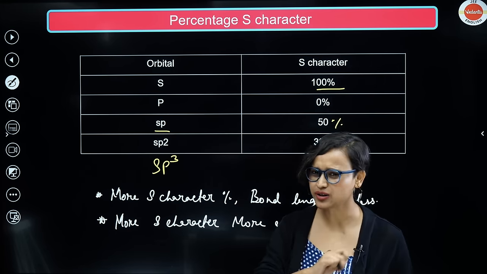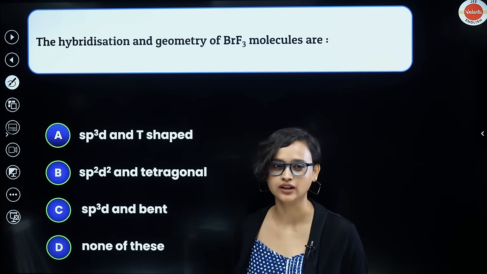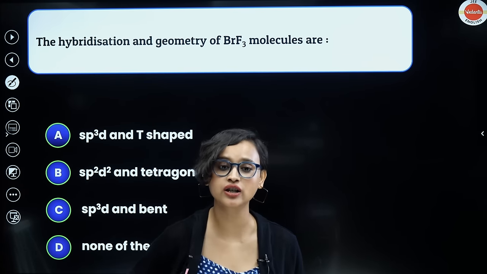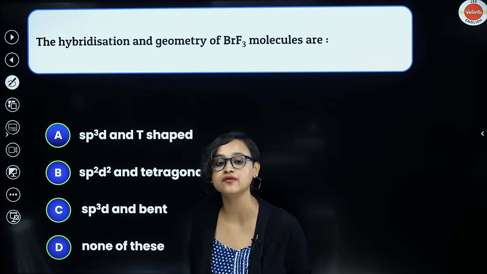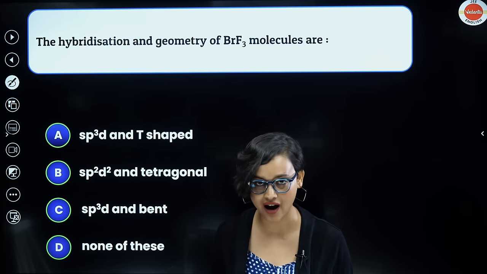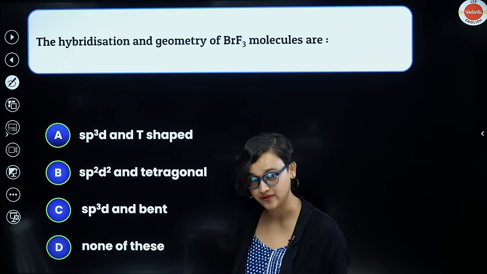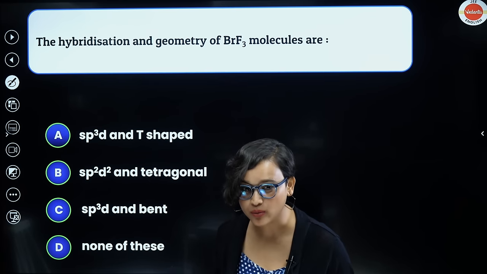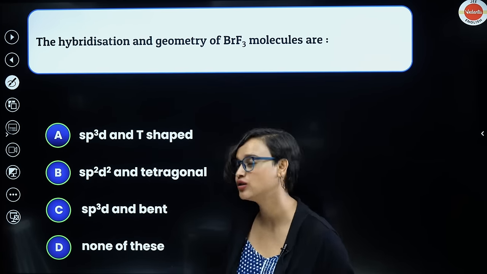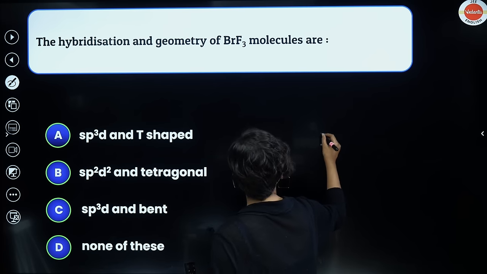Chalo, moving on, let's do a question here. The question is: the hybridization and the geometry of the BrF3 molecule are. Okay, BrF3, bromine and F3. Correct? Okay, so let's take a look at it.